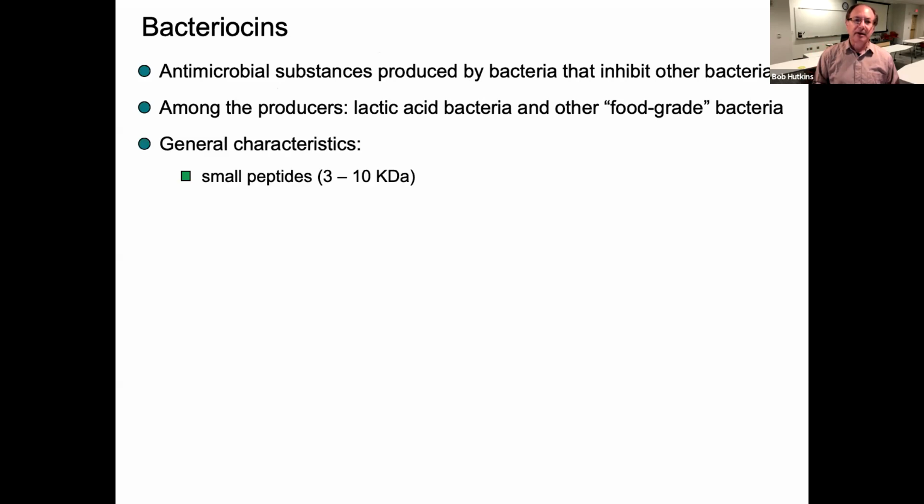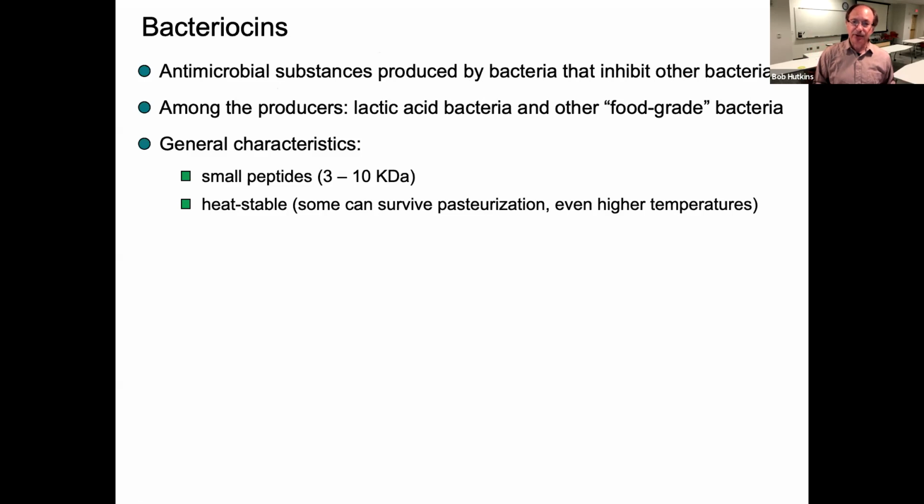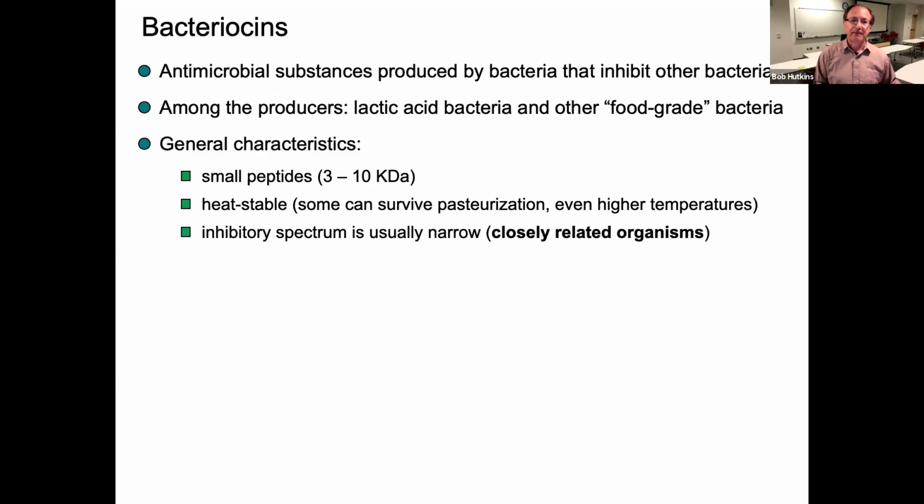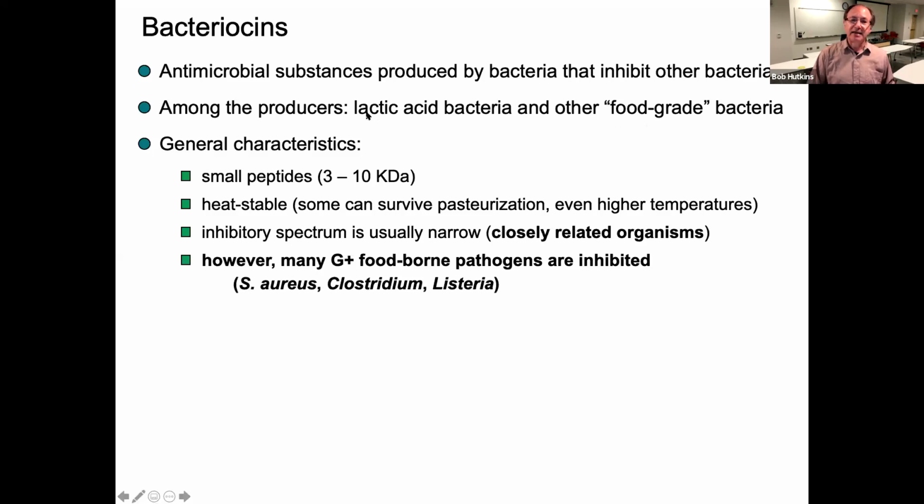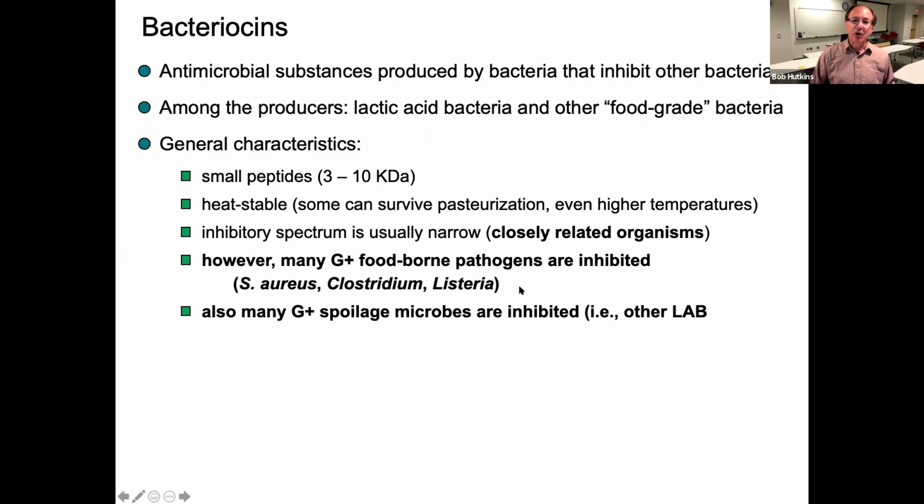If they share an ecosystem and they want to manage the competition, they produce agents that inhibit others. They have several shared characteristics. They're usually small peptides, so less than 10,000 molecular weight. They're often heat stable. Some of them can even survive pasteurization or even higher temperatures. Their spectrum is usually narrow, so closely related organisms. But, again, lactic acid bacteria are gram-positive microbes, but there are other gram-positive microbes that are important that we don't mind inhibiting. So many of the gram-positive pathogens are inhibited, like staph, Clostridium, Listeria. And even spoilage organisms, like other lactic acid bacteria, are inhibited.